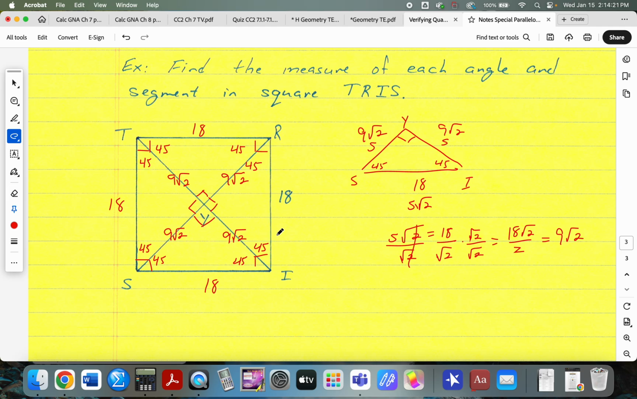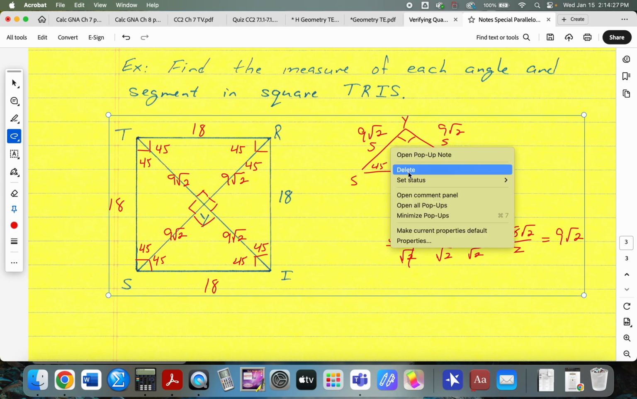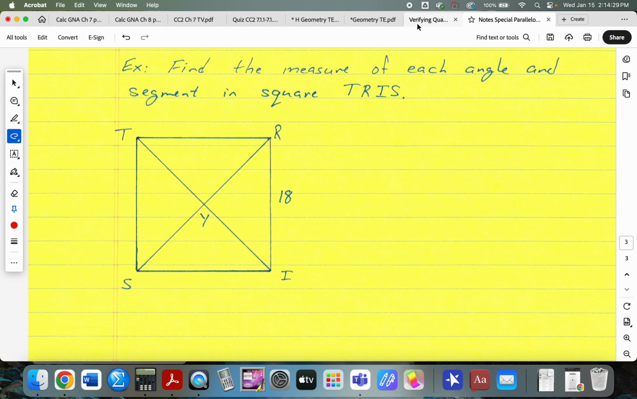Okay, your assignment is in the book. Please go ahead and get started on that while I check your homework. And we'll go over the homework in just a couple of minutes.